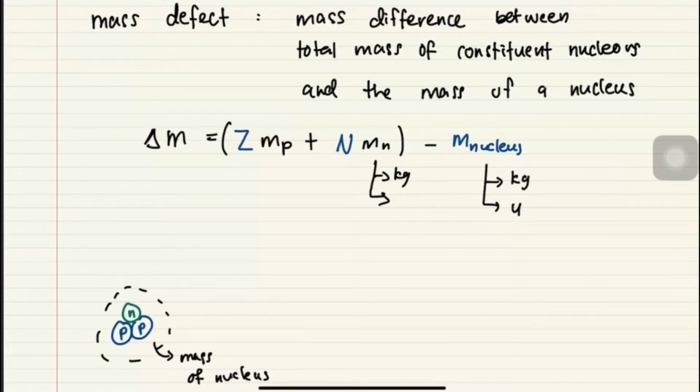Dan MP pun ada kilogram and U. Okay. The values for MP dengan MN are given inside the formula list of constant values. You can check. And they give you 2 values for this one, kilogram and U. So you can choose based on the information that you have for mass of nucleus. And the final answer obviously will follow units. If you use everything in kilogram, then you have everything in kilogram.